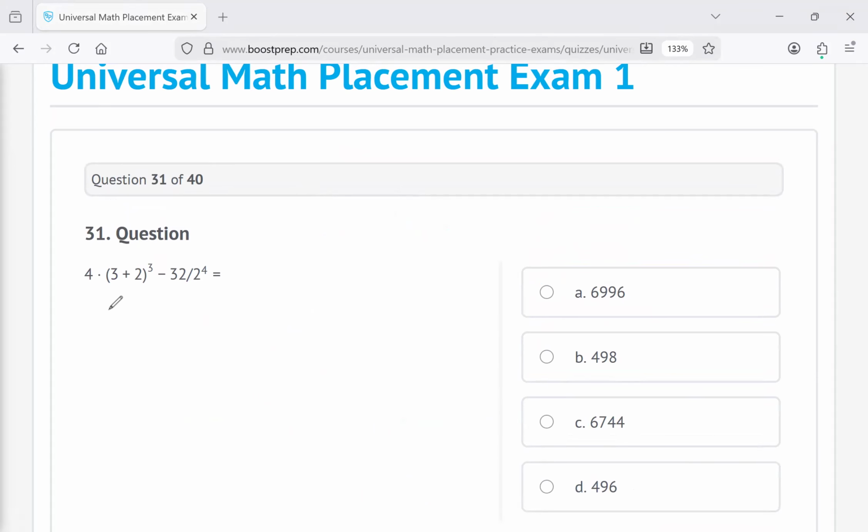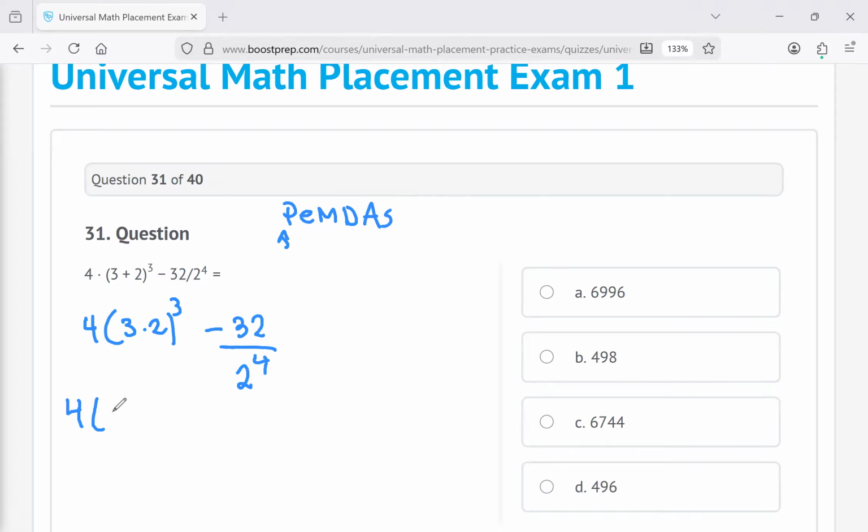Question 31. This is another order of operations, so you're going to use PEMDAS. And I don't like this slanted, I'm going to make it horizontal. So this is 4 times (3 plus 2) cubed minus 32 over 2 to the fourth. And let's see, do we have parentheses? Yes, we have parentheses here, so do that first. Oh, this is a plus, sorry.